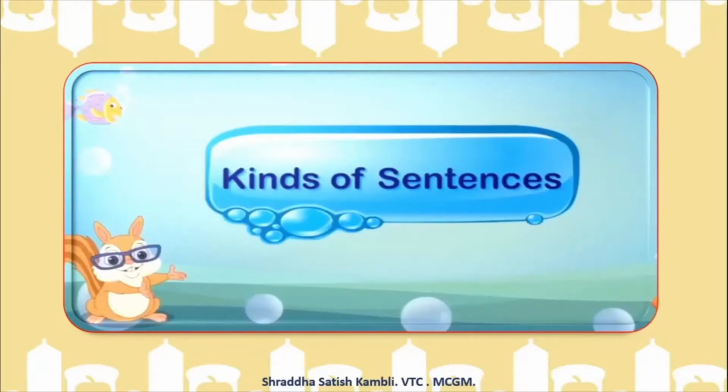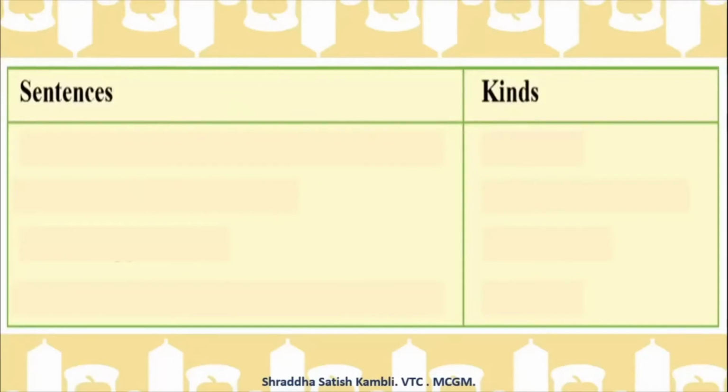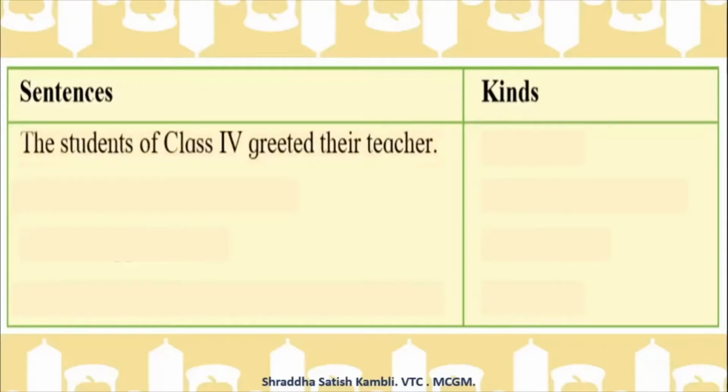So first we will take a look at the exercise which is there in our textbook. If you open your textbook and go to lesson number 17, part 2, where you are talking about writing letters, in that lesson you will see towards the end you have this exercise about sentences and their kinds. Let's see what kind of sentences they have given us in the textbook. So let us read the sentence. Students of class 4 greeted their teacher.